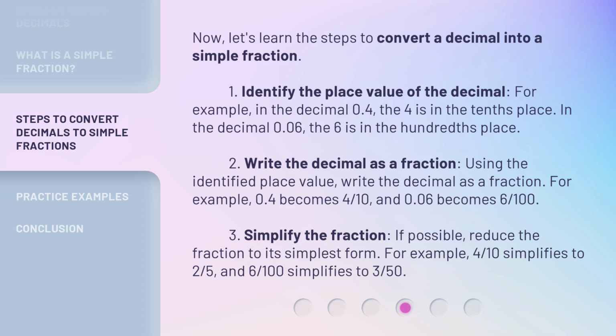2. Write the decimal as a fraction. Using the identified place value, write the decimal as a fraction. For example, 0.4 becomes 4/10, and 0.06 becomes 6/100. 3. Simplify the fraction. If possible, reduce the fraction to its simplest form. For example, 4/10 simplifies to 2/5, and 6/100 simplifies to 3/50.